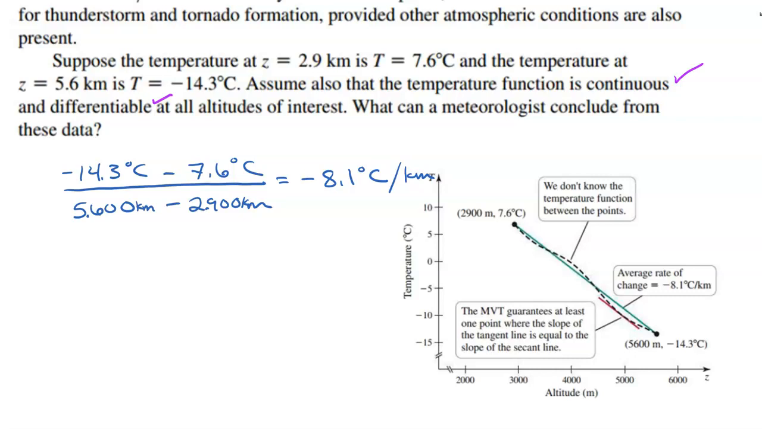Okay, so this means that on average the temperature decreases 8.1 degrees Celsius per 1 kilometer between 2.9 kilometers and 5.6 kilometers. With only those two data points and nothing else, we can't really know anything much, but we do know that the mean value theorem only deals with the mean, the average. It does guarantee that there's at least one altitude between these two values that is perfectly negative 8.1 degrees Celsius per kilometer. And thus, at that altitude, the lapse rate, the gamma, is the same.